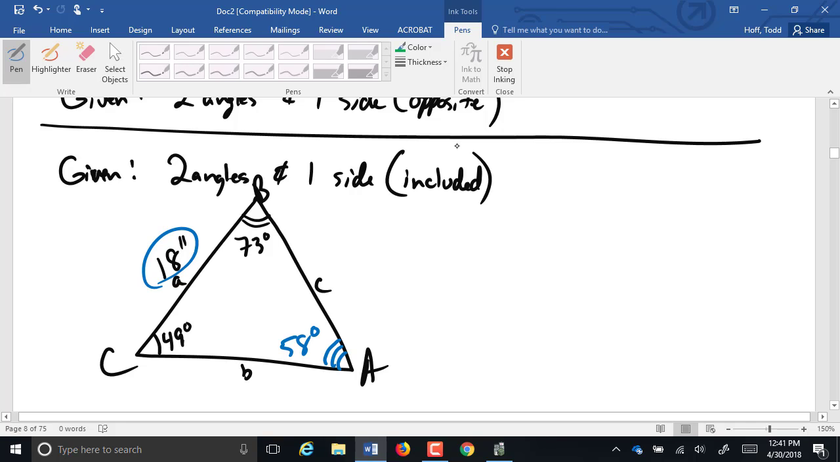What am I going to do? Have my 18, right? Perfect. 18 over the sine of 58 is the opposite angle. Which side do I want to find next? B or C? You guys pick. B. That's going to be over the sine of which angle? 73 is its opposite angle.